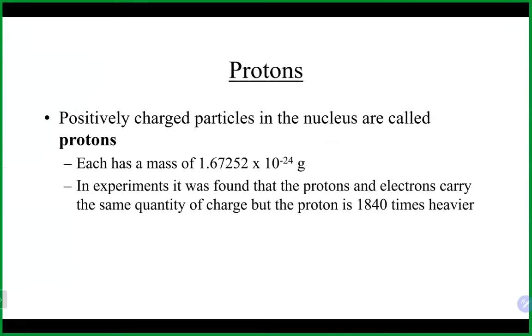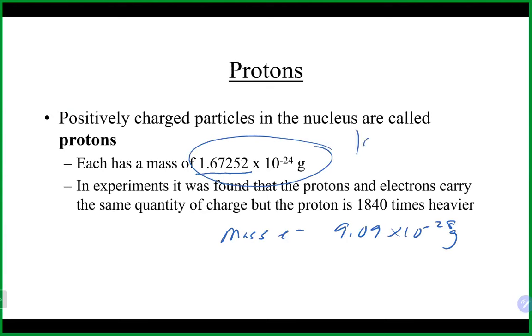As I mentioned, that positively charged nucleus does contain protons, and it was found through experiments that a proton has a mass of 1.67252 times 10 to the minus 24 grams. Remember that the mass of an electron was 9.09 times 10 to the minus 28 grams. So once again, this number is actually larger. And a reminder that when you have negative exponents, the smaller negative exponent is actually the larger number, because minus 24 means I'm going 24 places to the left with zeros, while minus 28 is 28 places to the left with zeros, which makes it a smaller number.